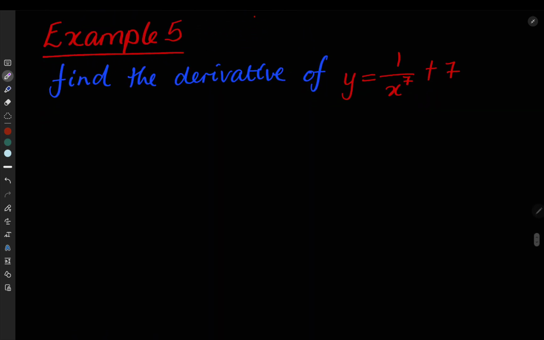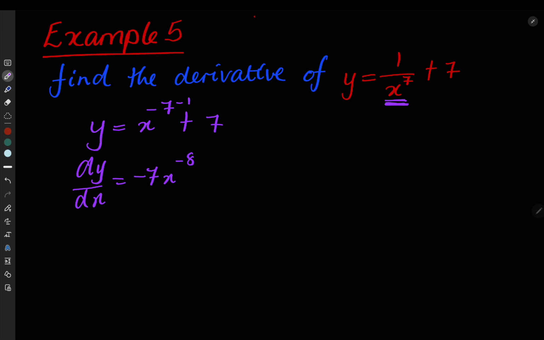Find the derivative of y is equal to 1 over x squared, x to the power 7 plus 7. Now, remember, the first thing that you want to do, you don't want to differentiate when your variable is at the denominator. So the first thing, you want to bring it up. So y is equal to x to the power negative 7. Remember your laws of indices. Then plus 7. Then you find your derivative, which is dy/dx in this case, will be equal to, you bring down the negative 7, that will be negative 7x. Then you minus 1 there, that will be a negative 8. Then plus 0. So then that is your derivative.